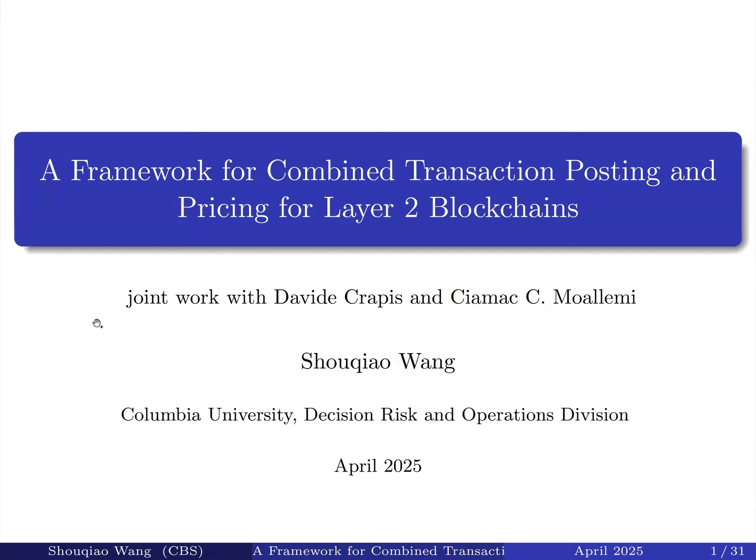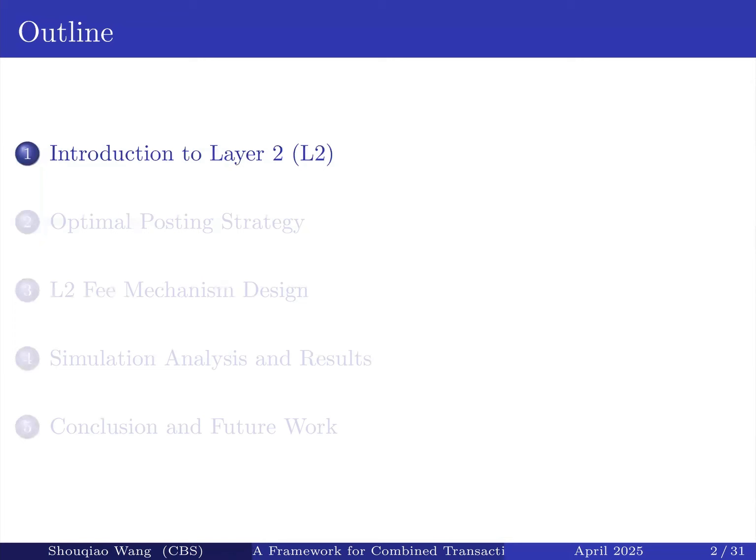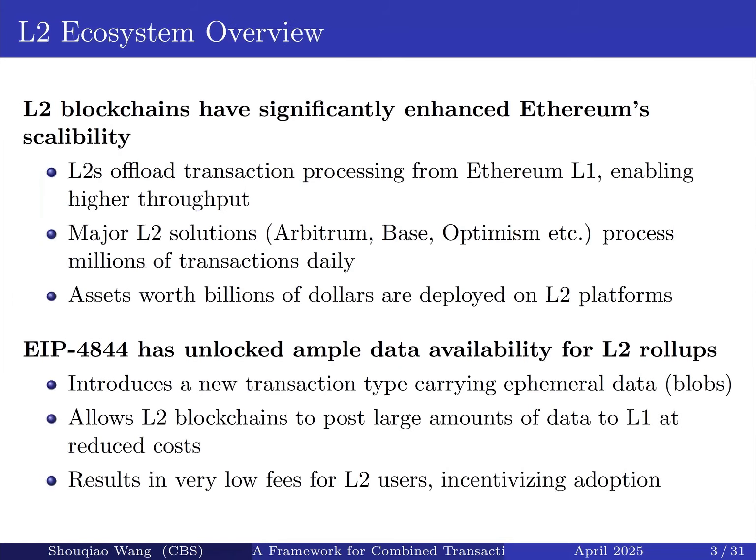So in the first part, I will do a brief introduction on the L2s. Let me start by highlighting the significant impact layer 2 blockchains have had on Ethereum scalability. These L2 solutions offload transaction processing from the Ethereum L1 chain, enabling much higher throughput. Major platforms like Arbitrum, Base, and Optimism now process millions of transactions daily and host billions of dollars in assets.